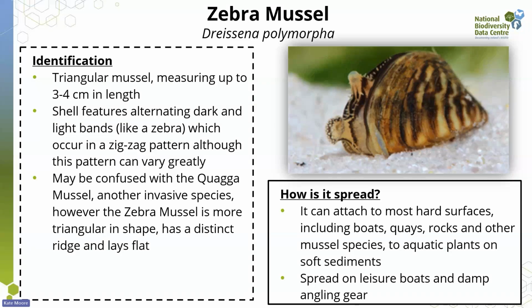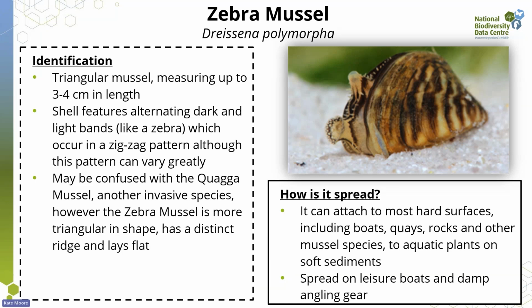The zebra mussel is a freshwater invasive invertebrate, and it first arrived in Ireland into Lough Derg in the early 90s, and it's thought to have come in on second-hand boats which were imported from Britain.